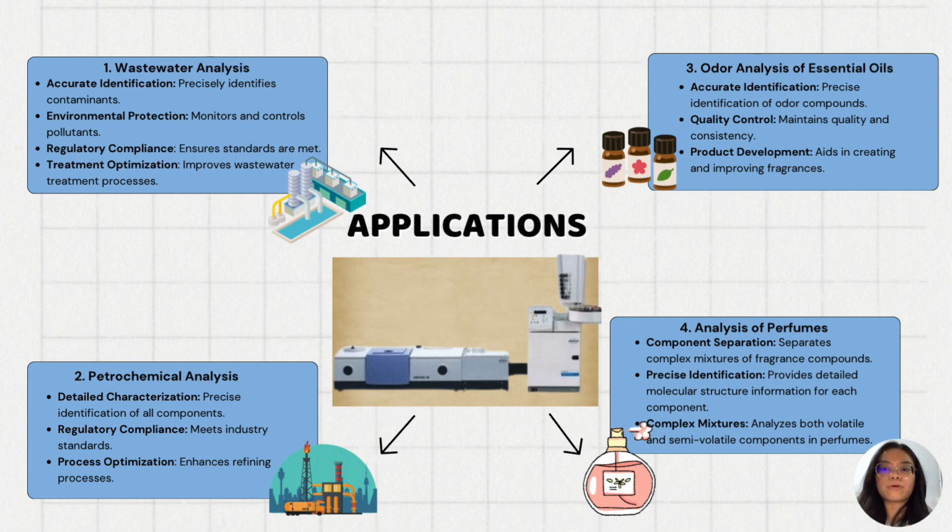Lastly, in perfume analysis, GC-FTIR excels at separating complex mixtures of fragrance compounds. It provides precise identification and detailed molecular structure information for each component, crucial for analyzing both volatile and semi-volatile compounds. In summary, GC-FTIR is a powerful tool across various industries, ensuring precise identification, quality control, and regulatory compliance.